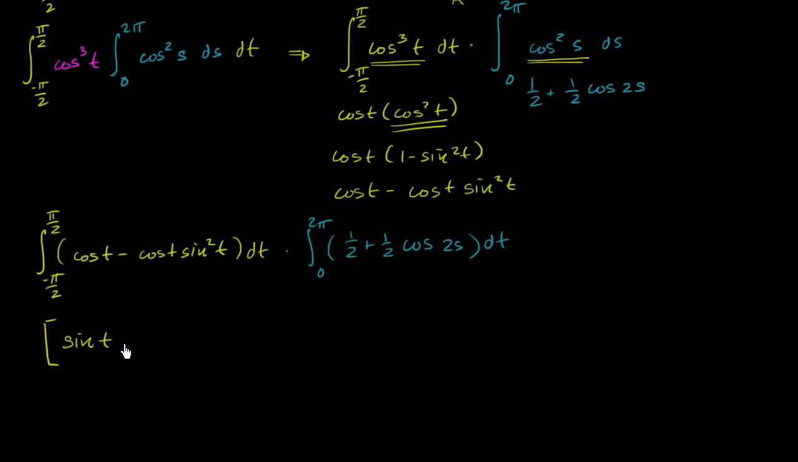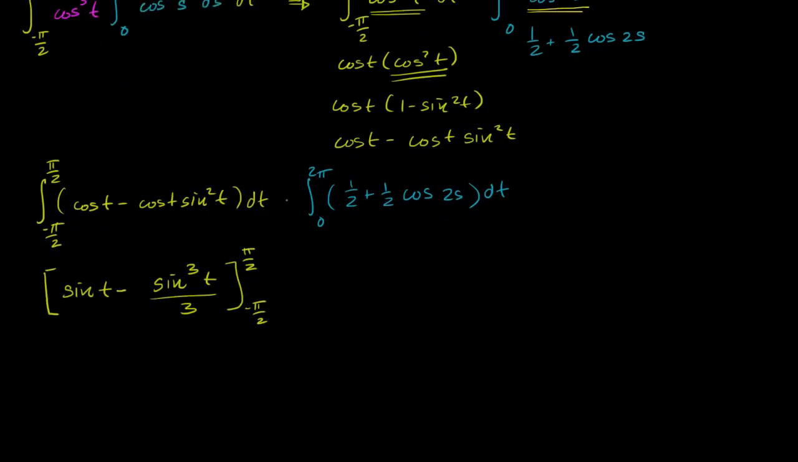So this is going to be, you still have this negative sign, minus sine to the third of t over 3. If this was just a t squared, the antiderivative would be t to the third over 3. But now, since we have its derivative, we can treat it the same way, which is essentially doing u substitution in our head. So that's that. And we're going to evaluate it from negative pi over 2 to pi over 2.